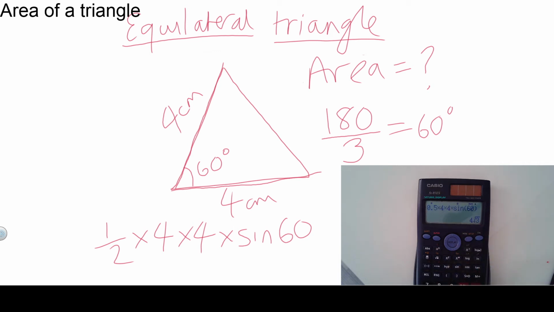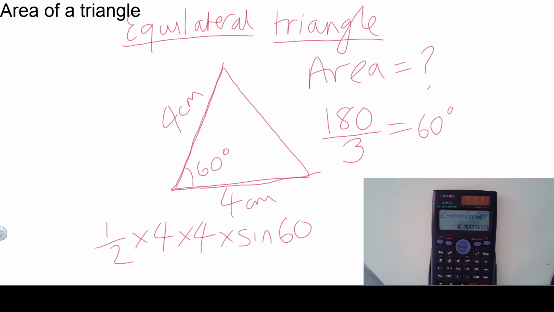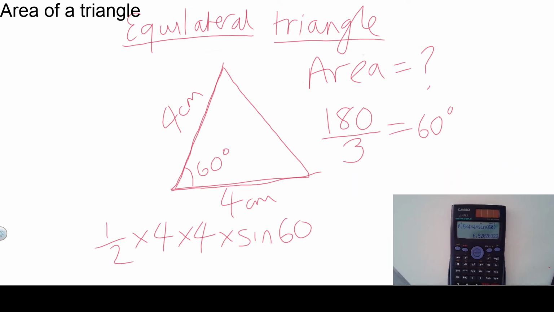Right, that's in the wrong form, so press the SD button. I can round that to 6.93. That's 2 decimal places. Because the units in the question, in the diagram, are in centimeters, the sides are in centimeters, so the area will be centimeters squared.